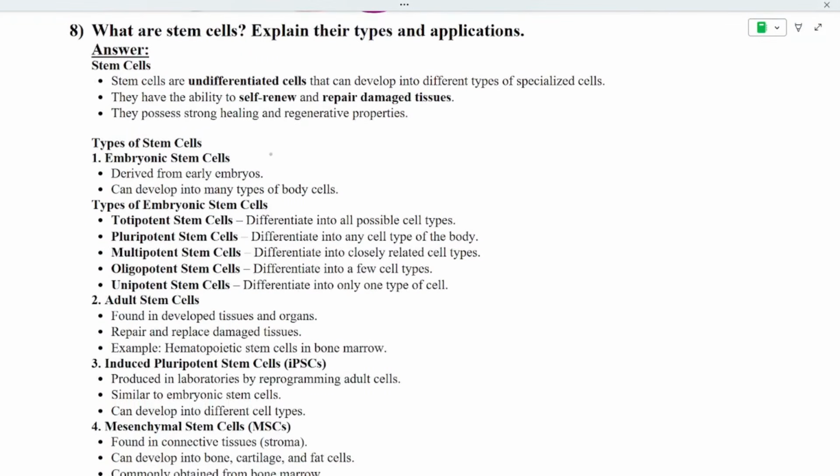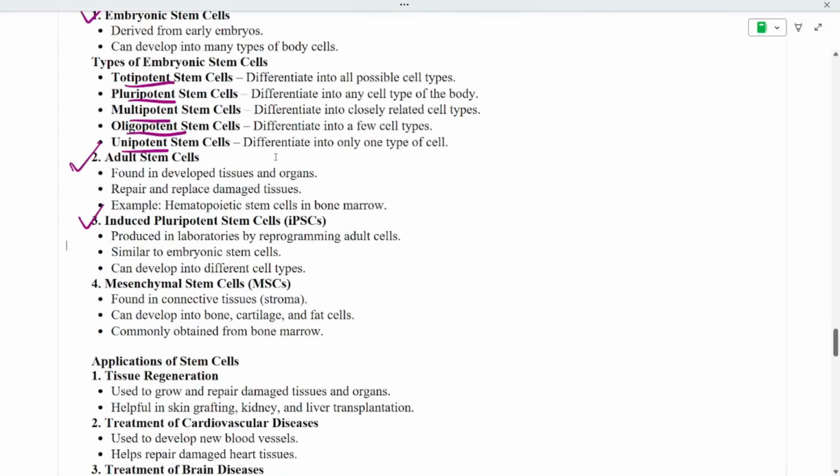Next you can see another repeated question, that is stem cells and their types and the application. Stem cells are nothing but undifferentiated cells that can develop into different types of specialized cells. Okay, that is ability to self renew or repair the damaged tissue. That is having types is embryonic. Embryonic again have 5 types: totipotent, pluripotent, multipotent, oligopotent and unipotent. Next is about the adult stem cell and induced pluripotent stem cell and mesenchymal stem cells.